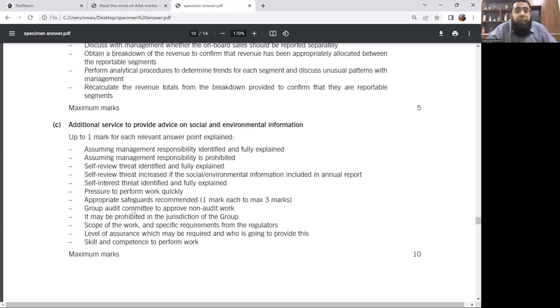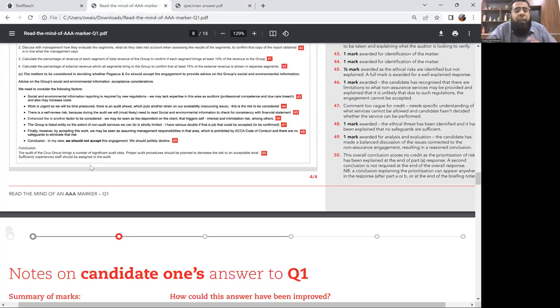Okay. So if you look at the answer of candidate 1, he scored well, but he should have included more points. Whatever he has written, he got good marks. Like the 7 points he wrote, he got 5 marks in that. That is a good score. But if he would have added more points, obviously he would have scored additional marks.